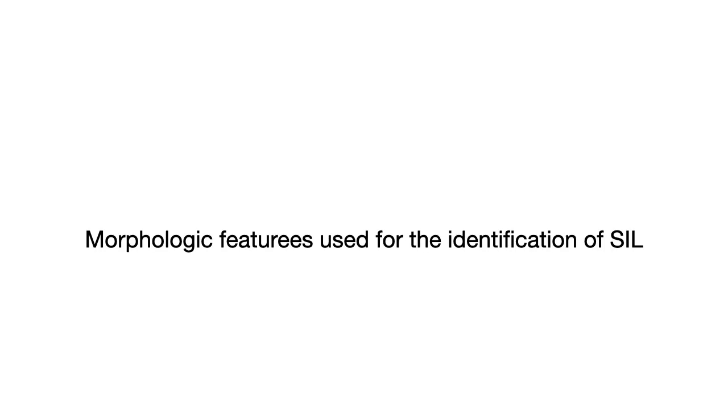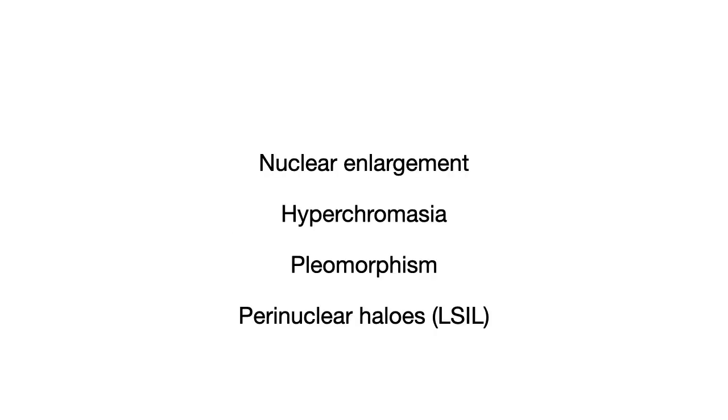What are morphologic features used for the identification of squamous intraepithelial lesions? There is nuclear enlargement, hyperchromasia, pleomorphism, and perinuclear halos. The presence of hyperchromasia and pleomorphism define atypia. For us to call a cell atypical, there must be hyperchromasia of the nucleus. The nucleus stains blue, much bluer than usual, and there is pleomorphism, or difference in size and shape of the nucleus and the cell. Perinuclear halos, or koilocytic atypia, is characteristic of LSIL, but not in HSIL.